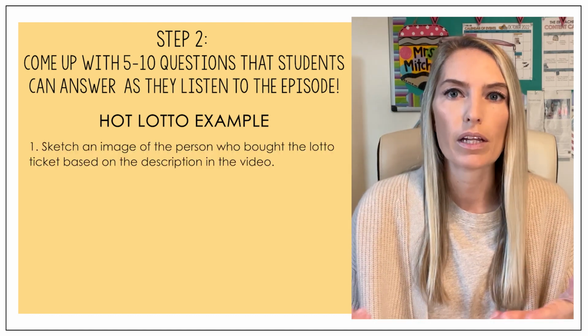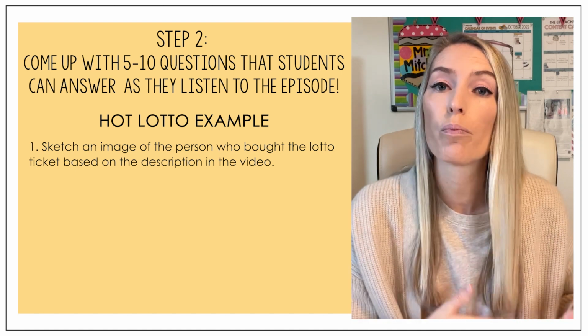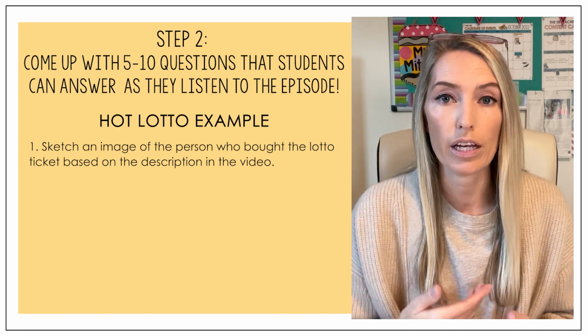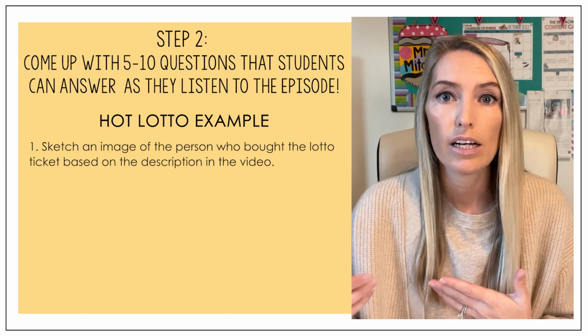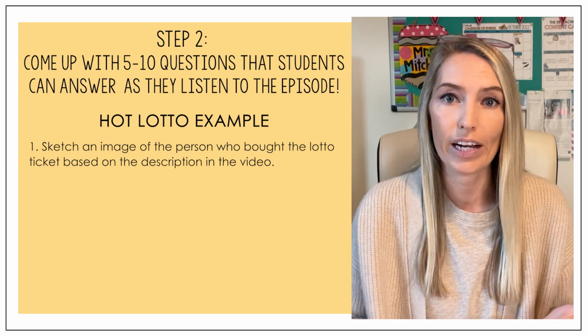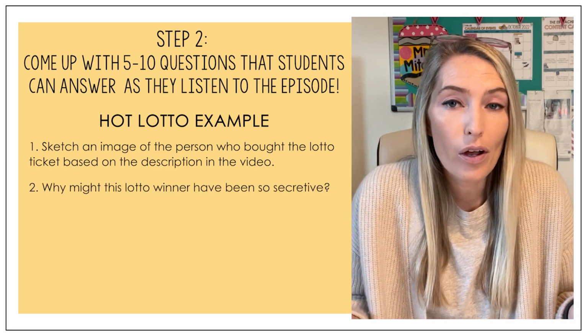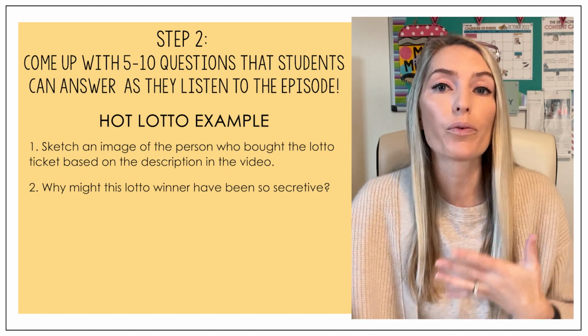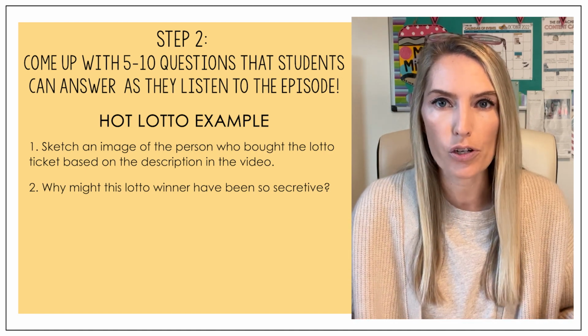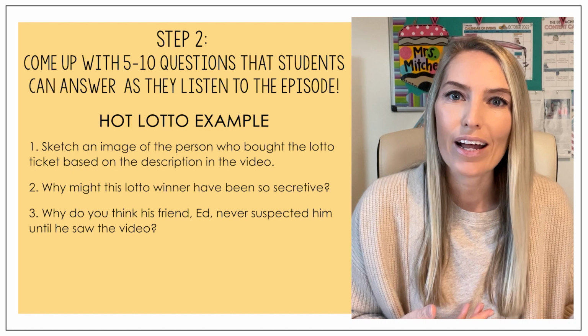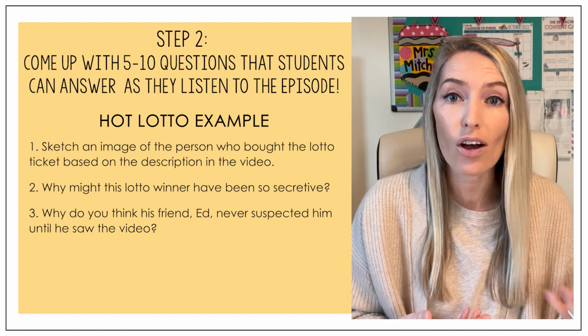So a question might be something like: sketch an image of the person who bought the lotto ticket based on the description in the video or in the podcast. Number 2, pause and list your ideas. Why might this lotto winner have been so secretive? Or number 3, given all the red flags that the perpetrator displayed, why do you think his friend Ed never suspected him until he saw the video?